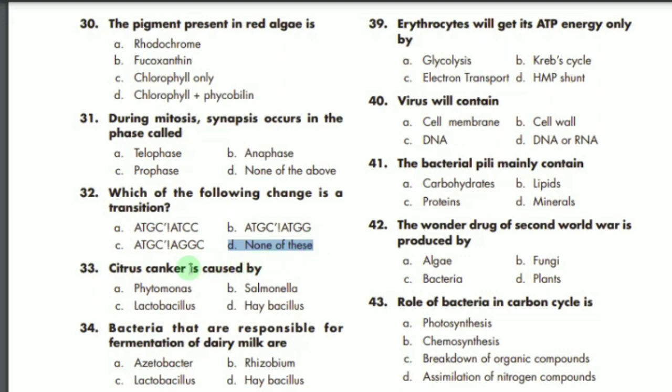MCQ number 33 says that citrus canker is caused by... Citrus canker is mostly caused by Phytomonas. A is the correct option.